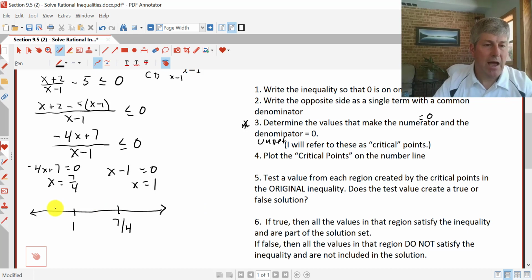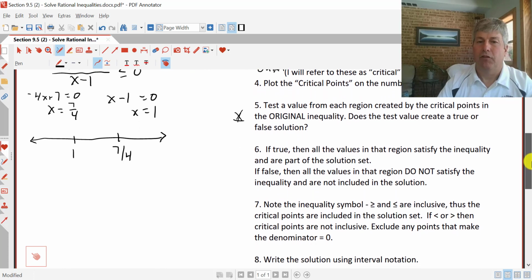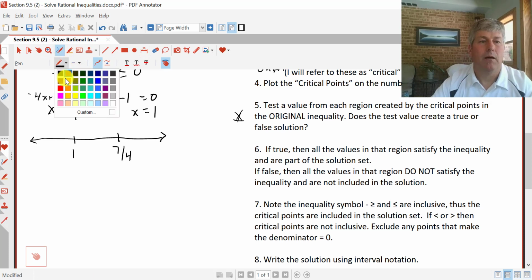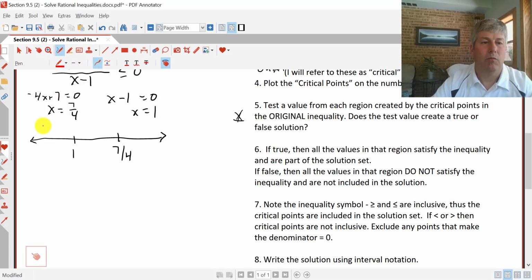So we're going to have to check numbers in each of these regions to see if they satisfy our original inequality. Do we get a true or false solution? If it's true, then all the values in that region satisfy the inequality. So if I test 0 here, that works for everything in that region. Let's go ahead and start doing that. We're going to have to pick 3 test points and see what works. So I'm going to test 0 here.